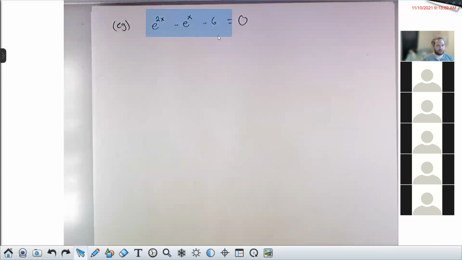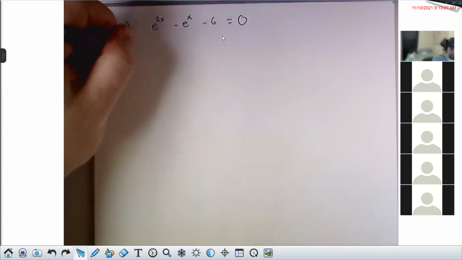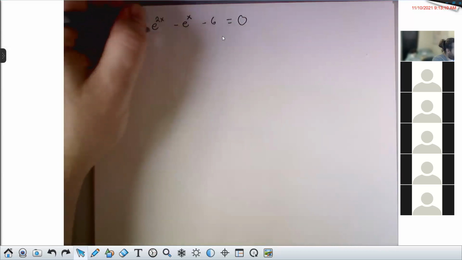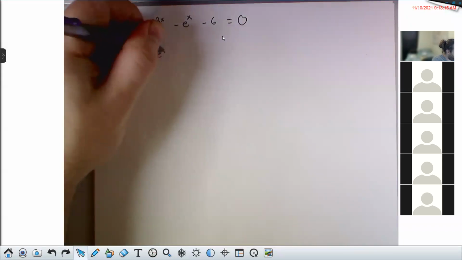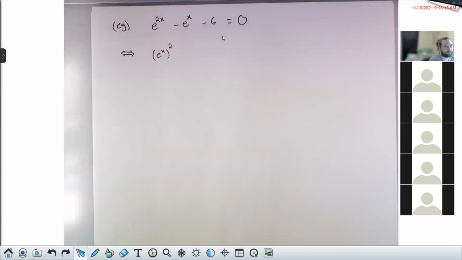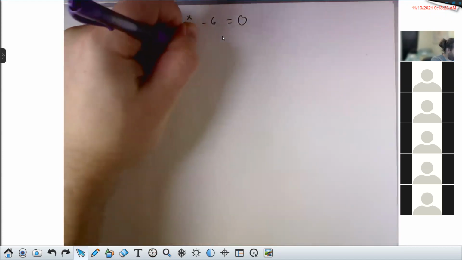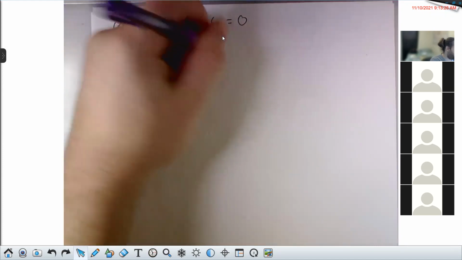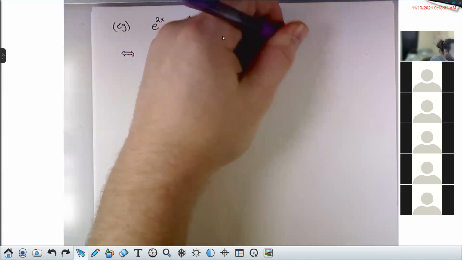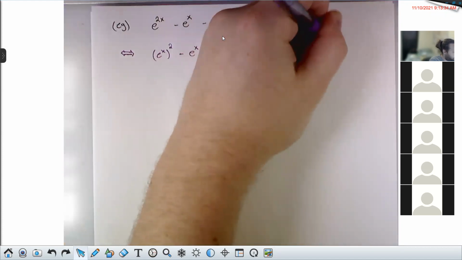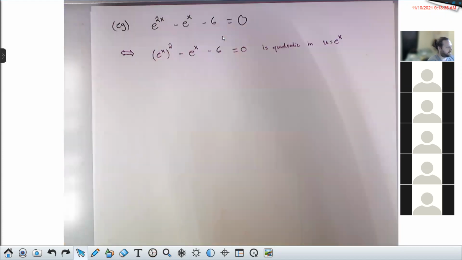In fact, this is secretly a quadratic equation. The idea is that e to the 2 times x is e to the x all to the 2. So this is e to the x squared minus e to the x minus 6 equals 0. And this is quadratic in the variable, I'll say u equals e to the x. In other words, you're going to make a little substitution, and then you're going to factor.